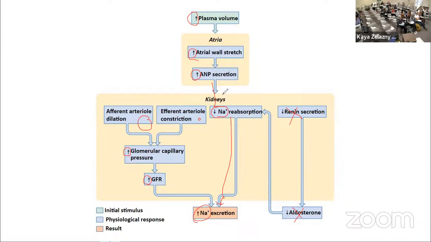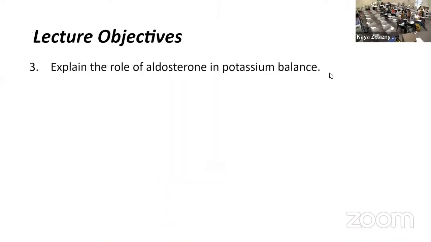Okay. So aldosterone and ANP basically work in opposite directions on our sodium reabsorption, therefore also on their effects on the whole system when we're thinking about plasma volume and potentially blood pressure. All right.